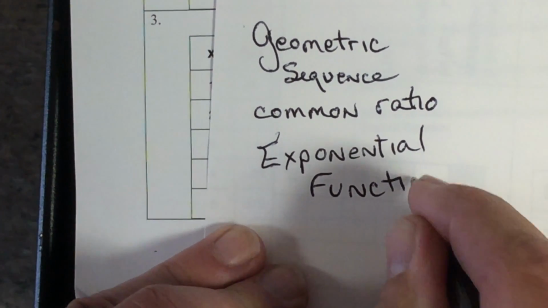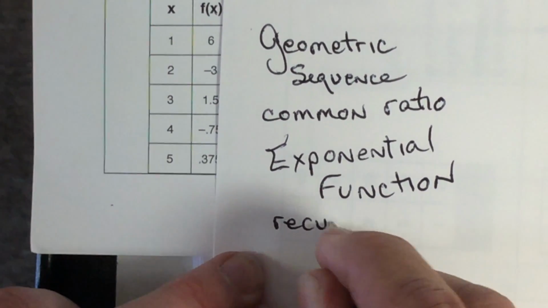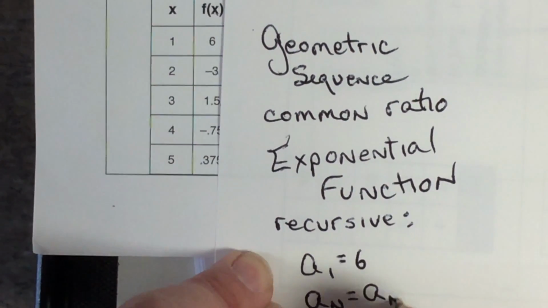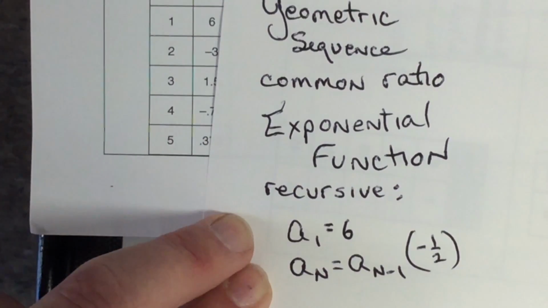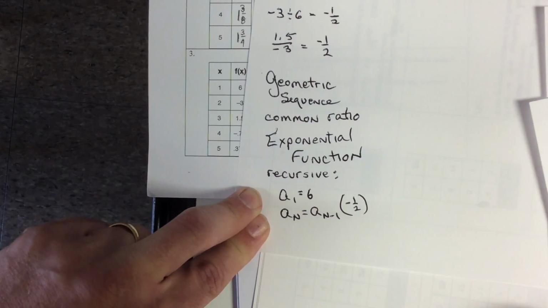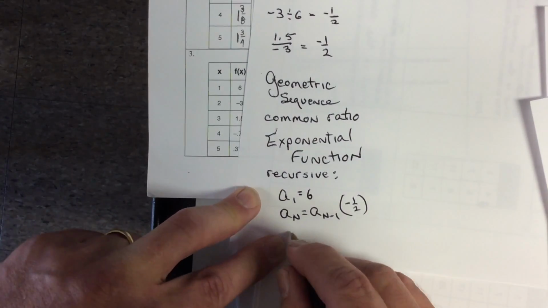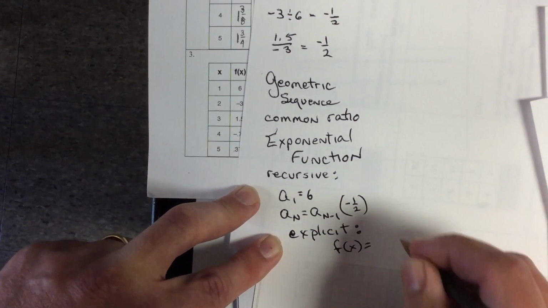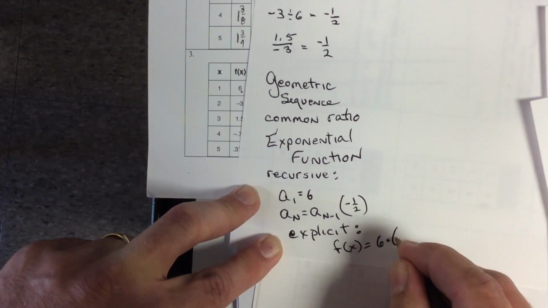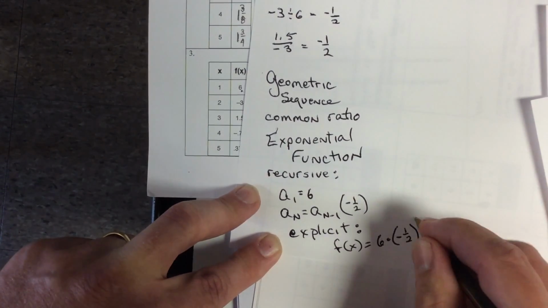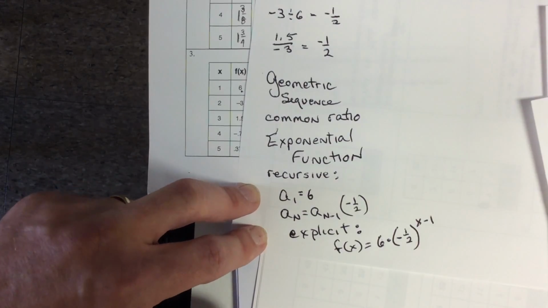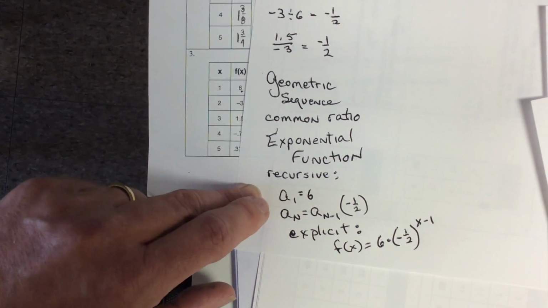That means if I want to write the recursive formula, it's a1 is equal to 6, and for each term, I take the term that came before it and multiply it by negative 1/2. And the explicit formula is f of x is equal to the first term, which was 6, times the common ratio, which is negative 1/2, raised to the x minus 1 power. And I'm all done. Those are the two sequences we've learned. They're the only two sequences we've learned.